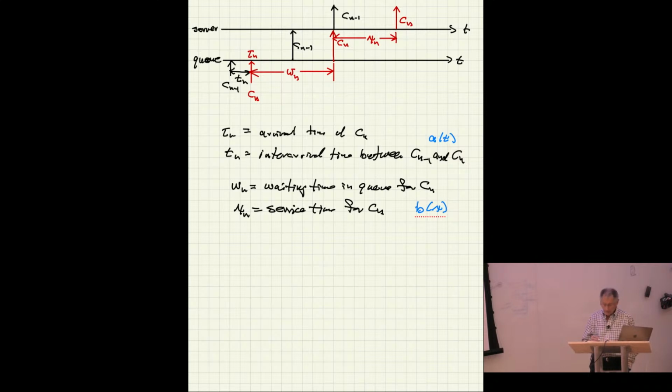Okay. Now, we can write here that the sequence T sub n, which is distributed like A of t, and the sequence x sub n, which is distributed like B of x, basically drive the queuing system. They're the inputs to the queuing system. That's all we know. And given that, we have to calculate some things. That'll be our job for the rest of this quarter.